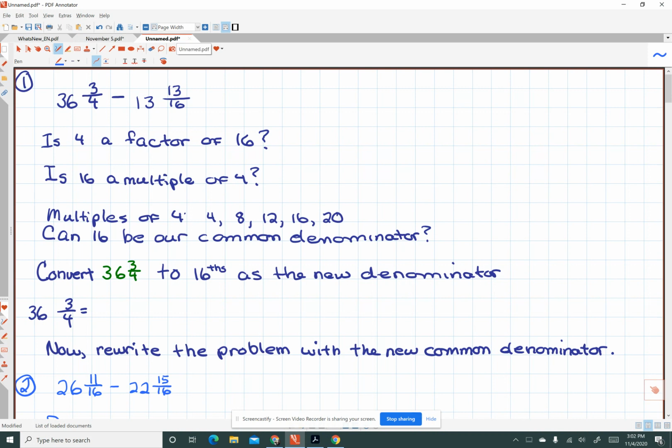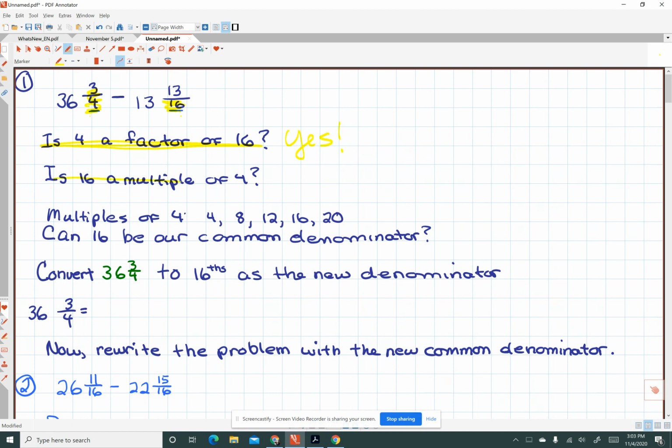So we need to think about that a little bit before we tackle it. And we know that we need to have a common denominator. If we don't have common denominators, then that's going to be a problem because we won't be able to do our addition and subtraction. So let's first ask, can we use one of the denominators already given? Is 4 a factor of 16? And the answer is yes.